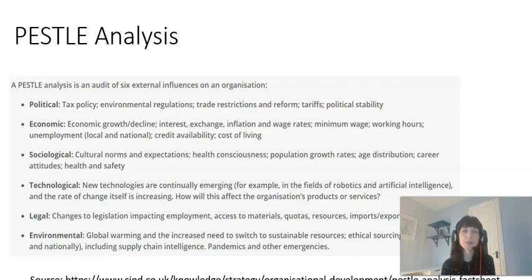So political tends to be what the government is doing. This will change over different countries. So what's their tax policy? How are they charging corporation tax, for example? How are they taxing companies? Because that will mean it's more or less attractive to trade in a particular geography. Connected with this, even though we've got a separate environmental element, how are they policing environmental concerns?